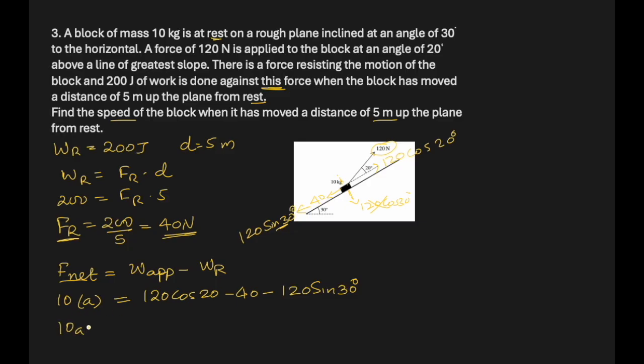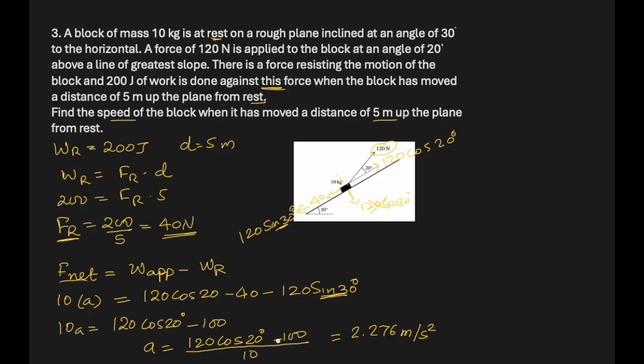So 10A is equal to 120 cos 20. Sine 30 is half, so 120 multiplied by half is 60, and 60 minus 40 will be minus 100. So we can straight away find acceleration in this case, which is 120 cos 20 degrees minus 100, divided by 10, which is the coefficient of A here. So what do we get here? We get 2.276 meters per second square. That is the acceleration.